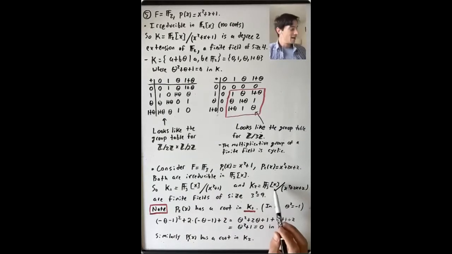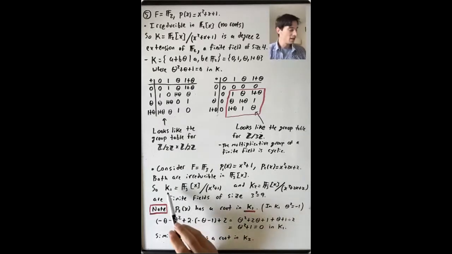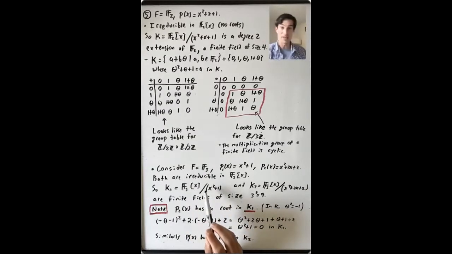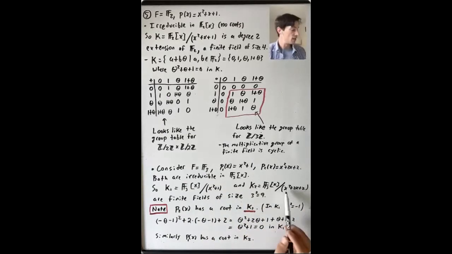It's an extension of F3 of degree 2 in which x squared plus 2x plus 2 has a root. But if you look at this polynomial, x squared plus 2x plus 2, this also has a root in K1. K1 is constructed to have a root of x squared plus 1, but it also has a root of this other irreducible polynomial. How do we know?